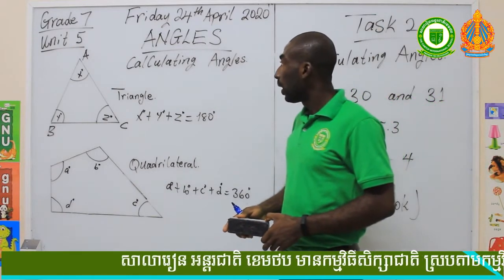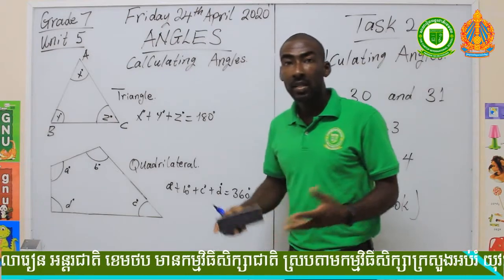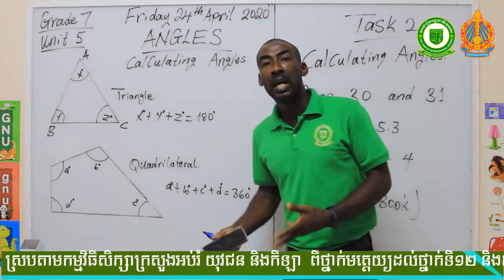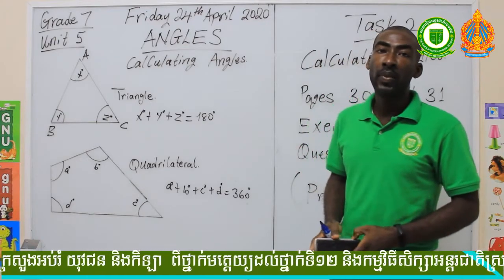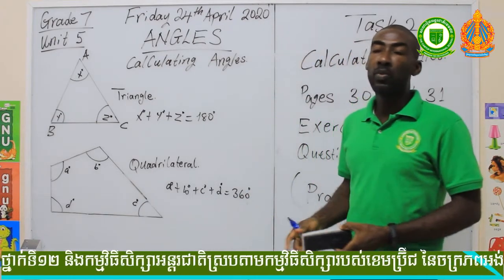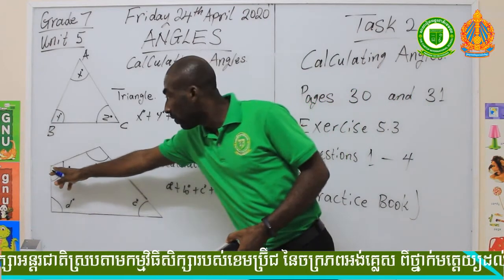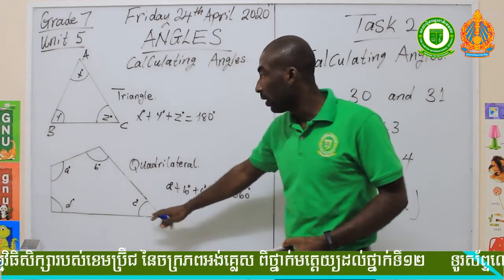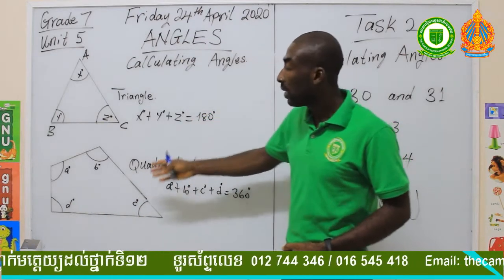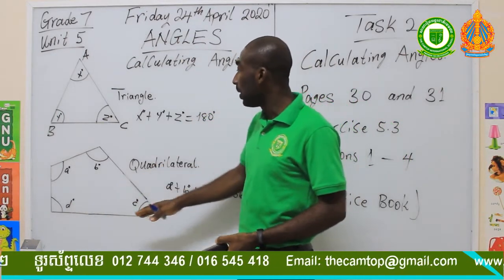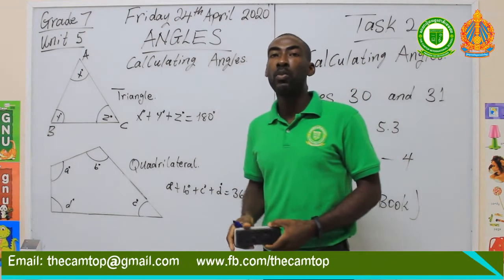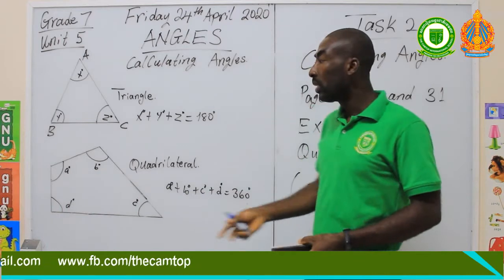We have learned that the total angle size of a triangle is 180 degrees and then the total angle size of a quadrilateral is 360 degrees. The reason being that with quadrilateral, you can divide it into two portions, and when you divide into two portions, you have two triangles within. That means that it is 180 degrees times 2, so that will give you 360 degrees.